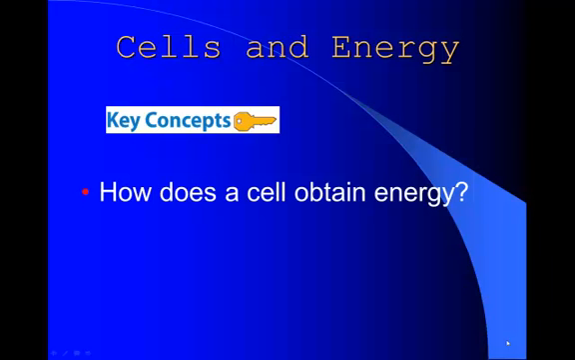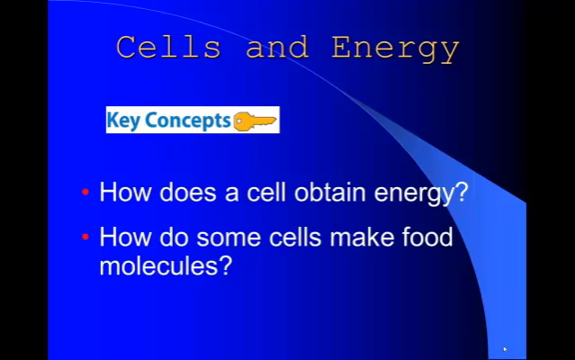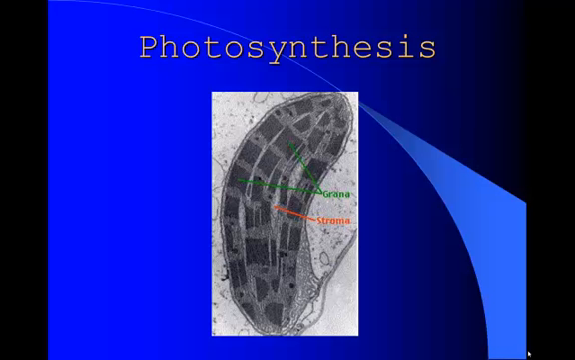Today we're going to continue talking about cells and energy. And in the last vodcast, we went over how a cell obtains energy. And now we're going to look at how some cells make food molecules. These two processes are actually the most important biological processes that go on. Last lesson, cellular respiration. This lesson, photosynthesis.